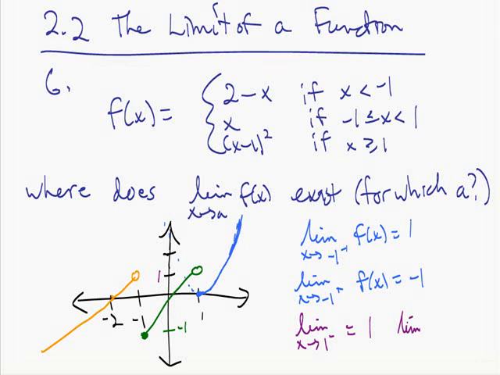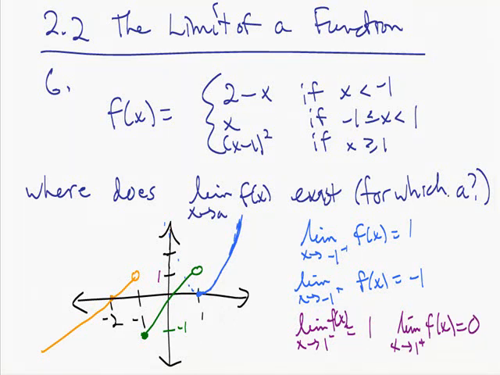But the limit as x approaches positive 1 from the right, well, that's this blue function here, and we're getting closer and closer to 0. f of x equals 0. The limit of f of x as x approaches 1 from the left, you can see, is equal to 1, whereas as we approach 1 from the right, we are equal to 0.